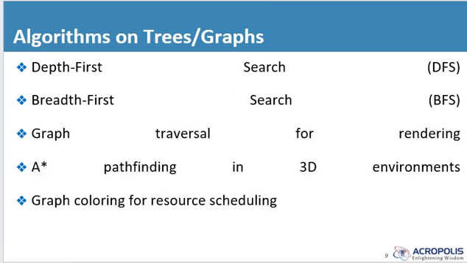Then we have the algorithms of trees and graphs. Some key algorithms include depth first search and breadth first search, also known as DFS and BFS, for scene traversal. A star algorithm for pathfinding in 2D and 3D environments. Graph coloring for resource allocation and scheduling. These algorithms enable efficient rendering, animation, and interactivity.